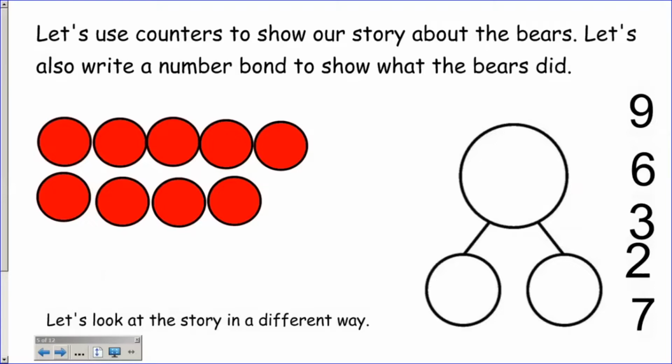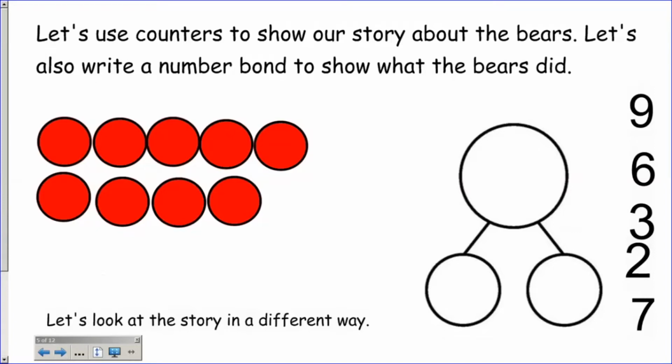Now let's use counters to show our story about the bears. And let's also write a number bond to match the story. Now I have 9 counters. And if you've noticed, I've placed those counters in the 5 group way. So that's what 9 looks like placed in the 5 group way. 5 on the top, 4 on the bottom.